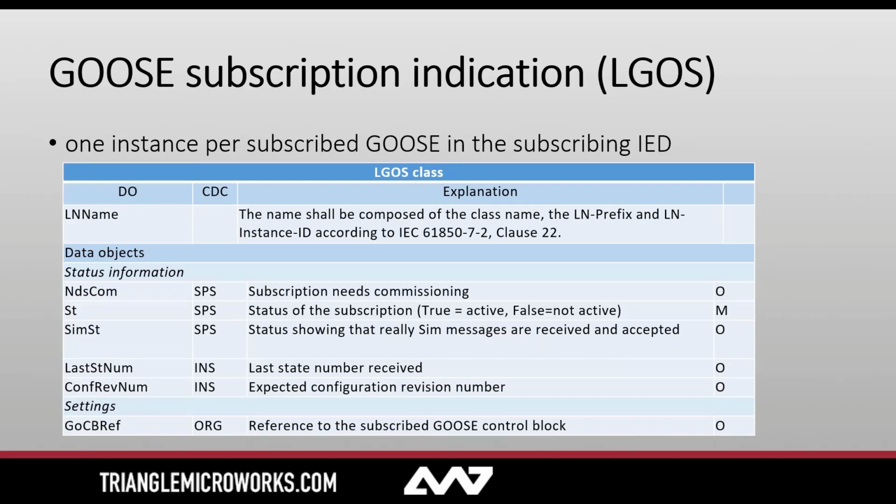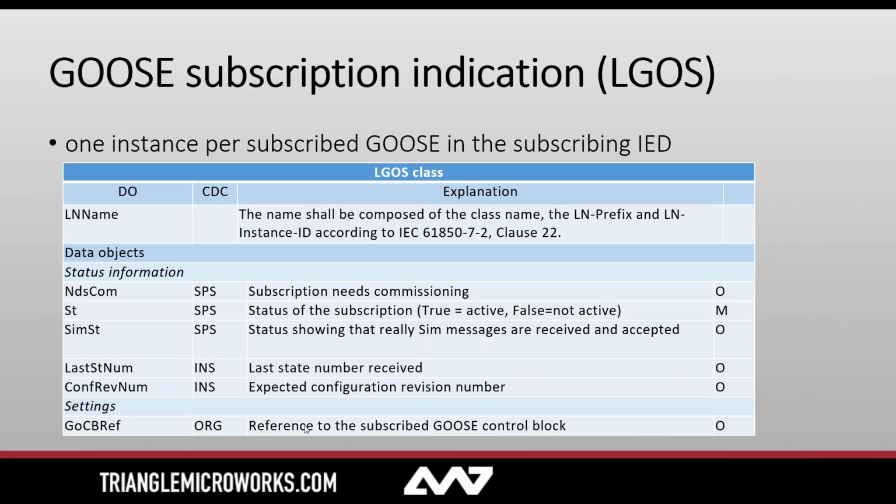So here is again the logical node LGOS as it is defined in the standard. It's this data object St, which is a single point status. So it has a data attribute stVal. If this becomes true, that means the IED is receiving that Goose message. And if this is false, that means the IED is not receiving the Goose message. And in order to know to which Goose message this applies, we have this configuration setting, the Goose control block reference. That's where we refer to the Goose control block, which message we indicate based on that LGOS.